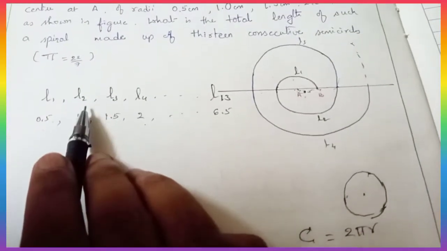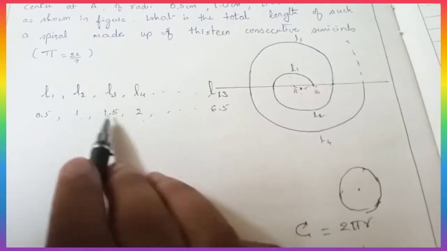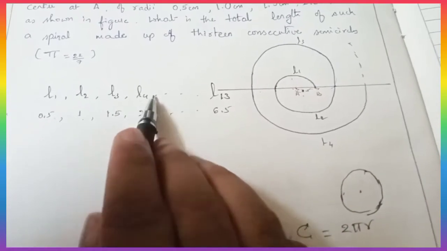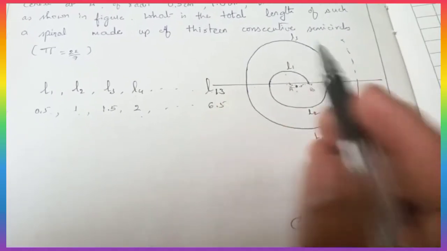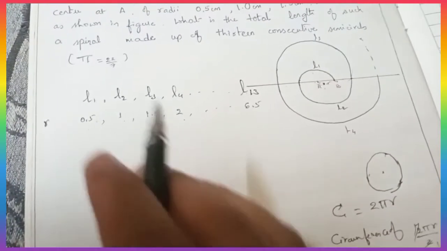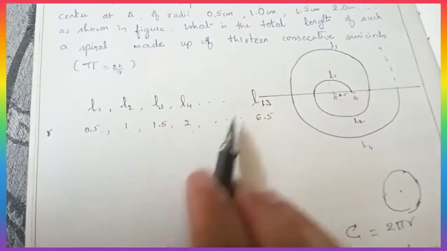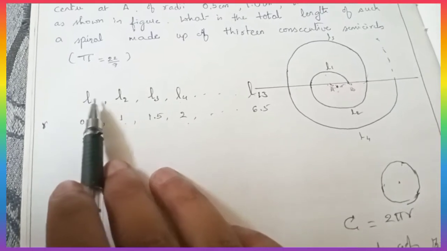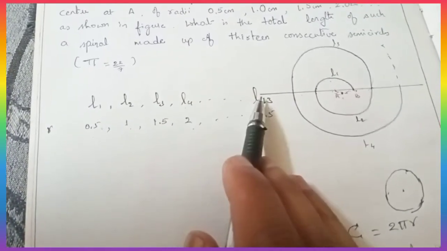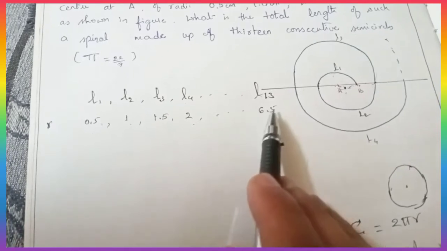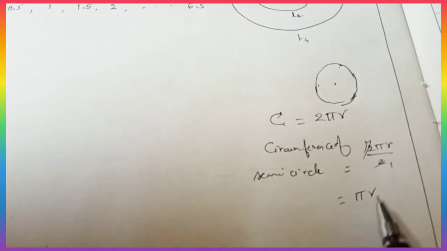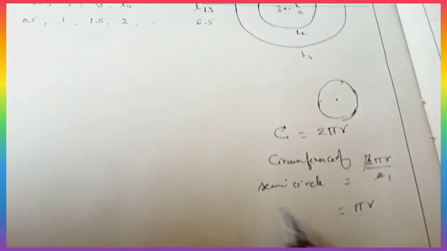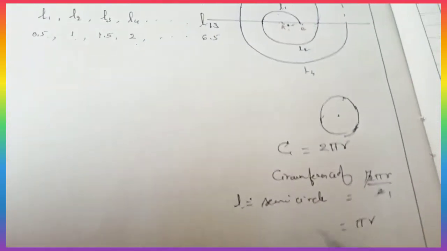Length 2 means pi r2. Length 3 means pi r3. Because the value of r is changing now. Length 4 means pi r4. Like that, length L13 means pi r13. I hope that you people have understood this particular sequence. So we are trying to find out the sum of the 13 lengths of the spiral, where we find out the radius, and we use the semicircle formula, pi r, because the length is in the form of a semicircle, the circumference of the semicircle, therefore it is pi r.